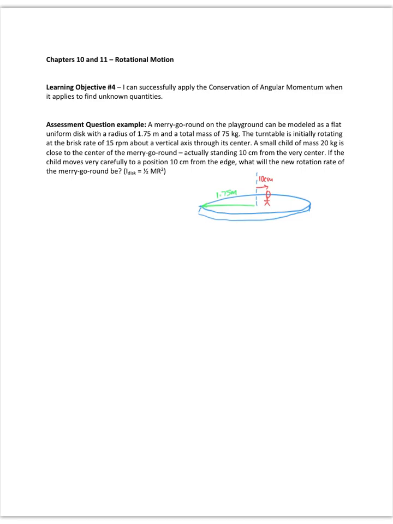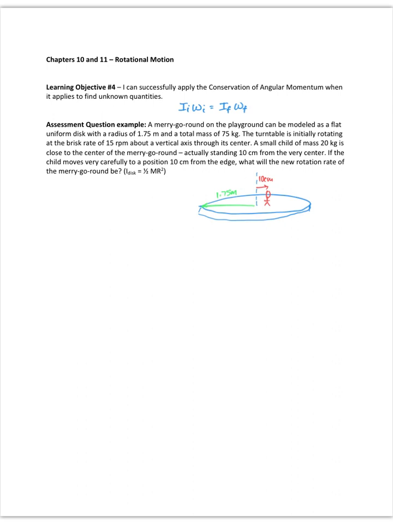All right. In this learning objective, we're using conservation of angular momentum, where we're looking at the initial moment of inertia of the system and its initial rotation rate equal to its final moment of inertia and its final rotation rate. We talked about examples in class where changing the moment of inertia, by simply changing how the mass is distributed relative to the rotation axis, can affect the rotation rate.